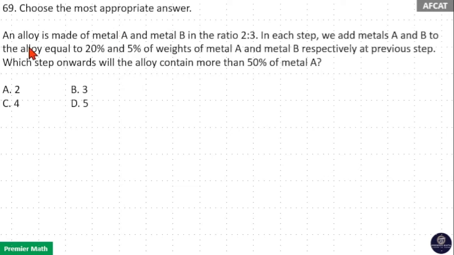Choose the most appropriate answer. An alloy is made of metal A and B in the ratio 2:3. In each step, we add metals A and B to the alloy equal to 20% and 5% of the weights of metal A and B respectively at the previous step.